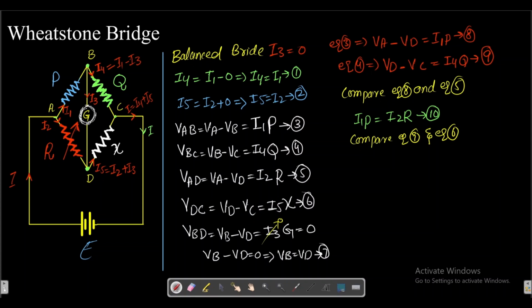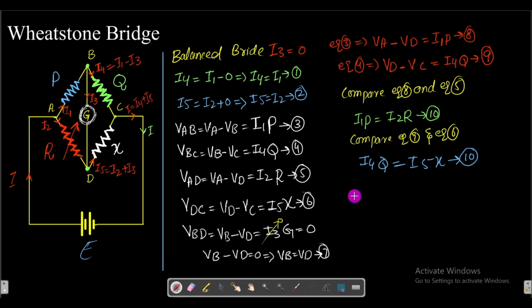So here I can write that the right side of equation 9, which is I4 Q, is equal to the right side of equation 6, which is I5 X, and this is equation 10.